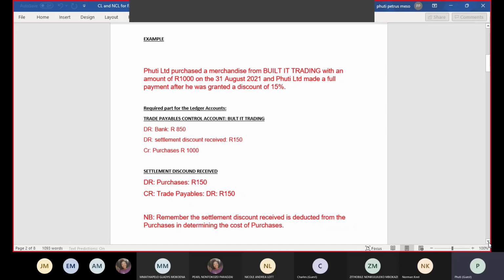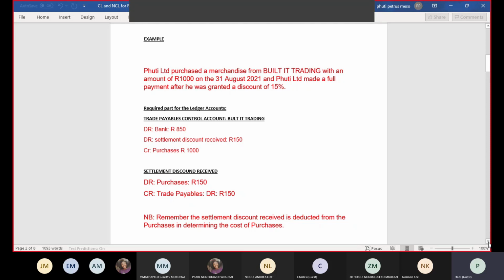So your debit bank. Remember, the trade and other payables control account is a liability, meaning that it does increase on the credit side and it decreases on the debit side. So any transaction that comes up on the debit side means that it's actually taking off or decreasing that account in question. That's why you see bank of 850 on the debit side.